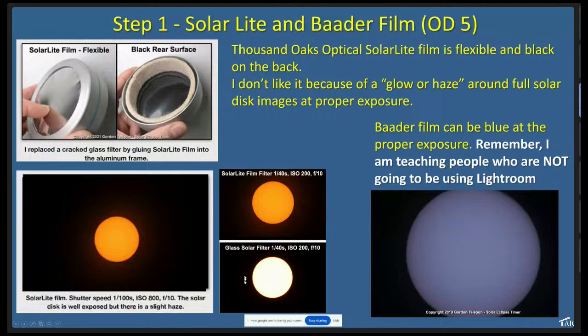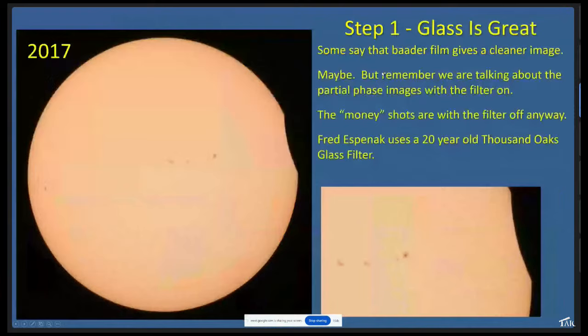There's no bleed of the light. This is using beta film for the Mercury transit, and Mercury is right there. But the thing about beta film is it can get blue at certain exposures. And remember, I'm trying to teach people who are not going to be using Lightroom and doing color editing after the eclipse. And so some say that beta film gives a cleaner image.